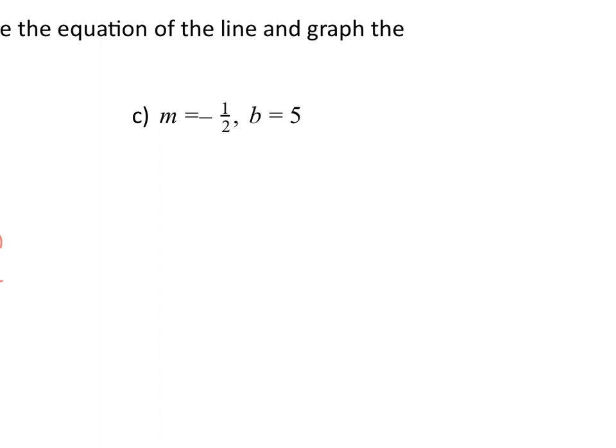All right, here's our last example. We've got a line that has a slope of -1/2 and a y-intercept of +5. If you have a graph already going and you want to try it yourself, you can pause the video, see if you can graph the line, and then when you're ready, you can come back to the video and see if it matches up to my graph.